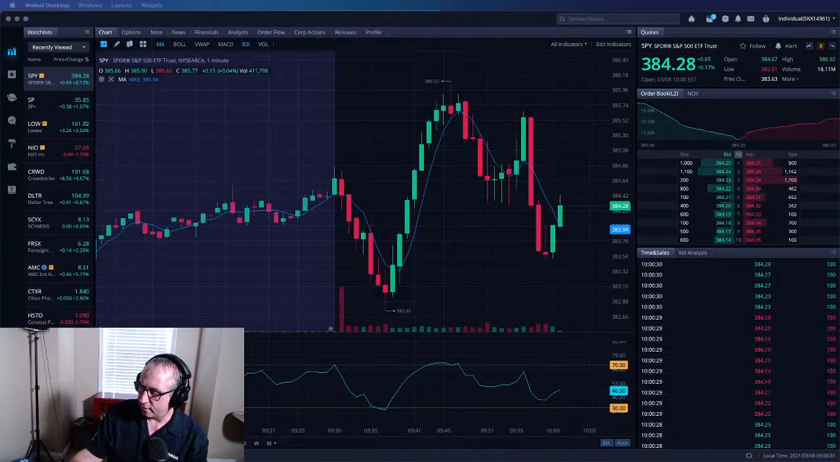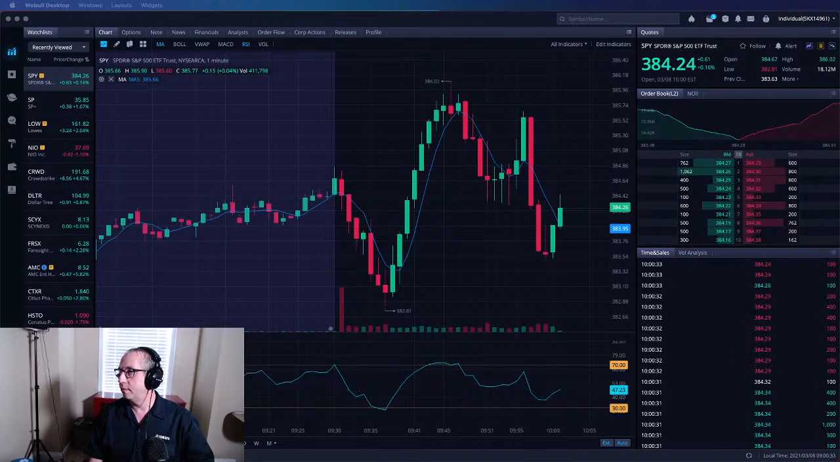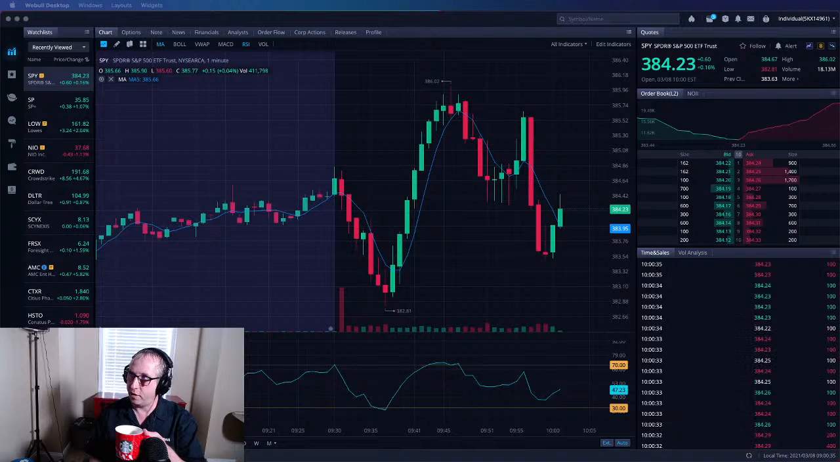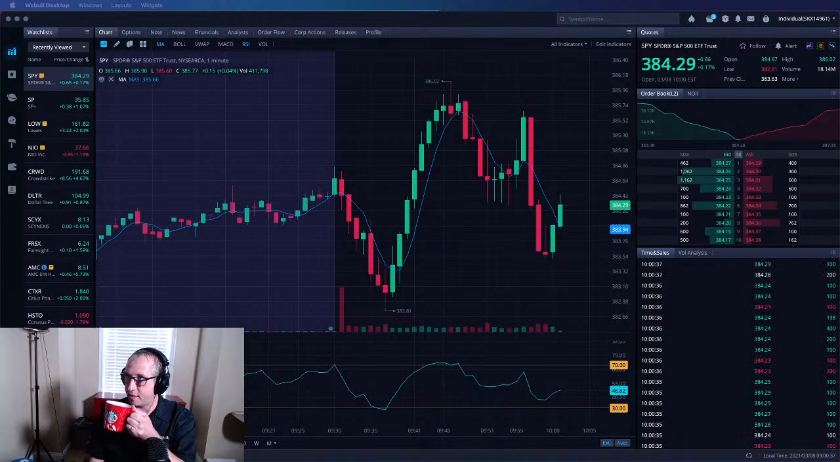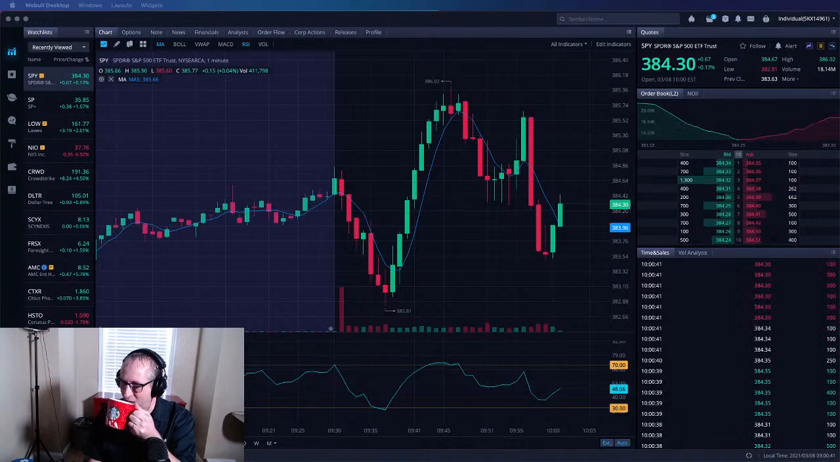Once we get to it, for put options, definitely the best time is 10 a.m. Central. So that'd be 11 Eastern, if I'm doing my math right.